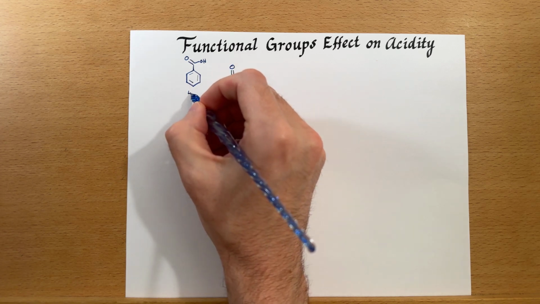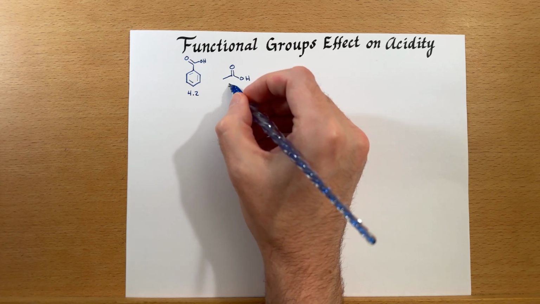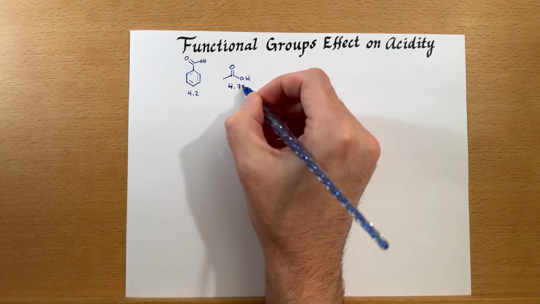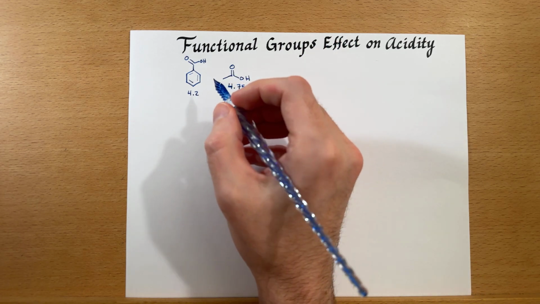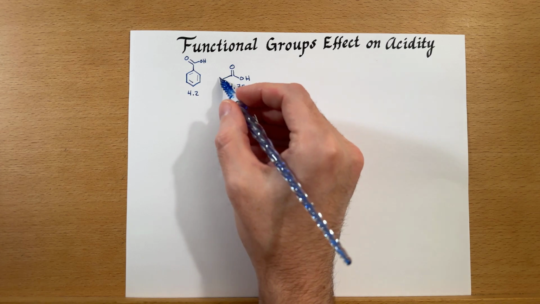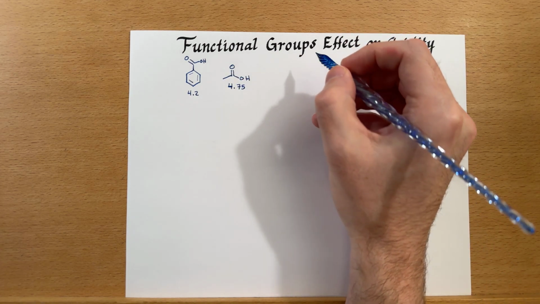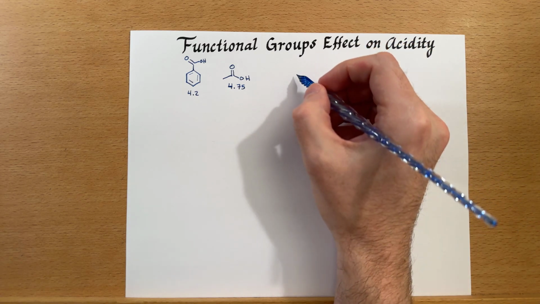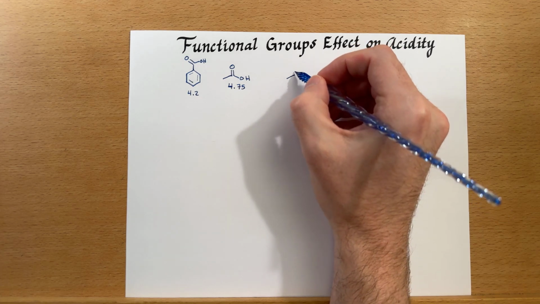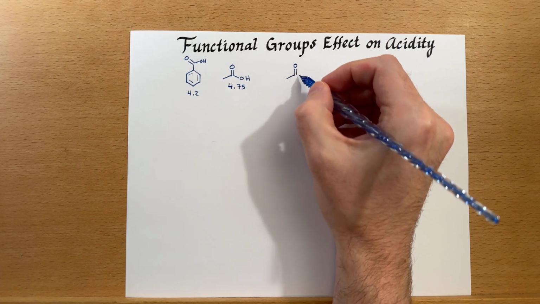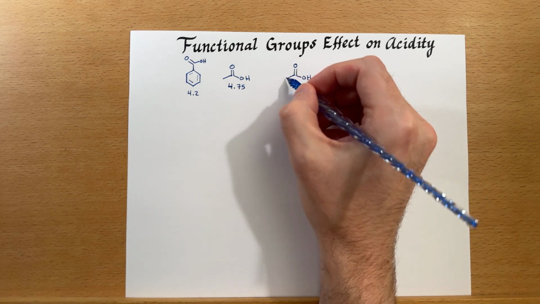Benzoic acid is about 4.2 and acetic acid is about 4.75. And so these are kind of similar. However, if we start doing some things nearby, like changing the functional groups, we can get the acidity to change. So let's look at what would happen if we put an electron withdrawing group on acetic acid, or rather 3 of them.